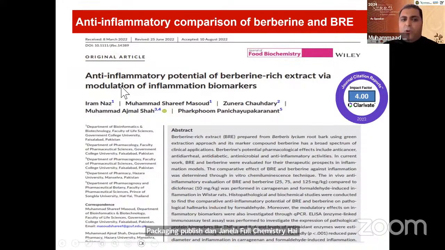In this article, we reported how we prepared the berberine-rich extract, and then we tested it in comparison to commercially available berberine for its anti-inflammatory potential. In the results, we found that at the same doses, the berberine-rich extract showed a very promising effect in comparison to pure berberine at doses of 25, 75, and 125 milligram per kg.